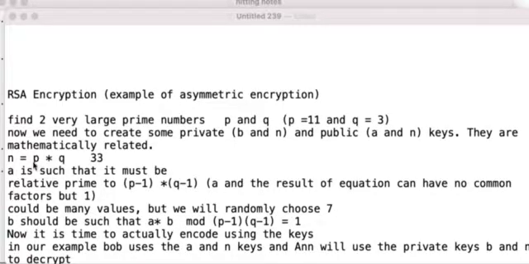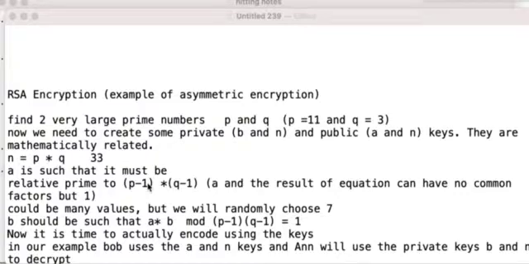Now, A is such that it must be relatively prime to whatever P minus 1 is, 11 minus 1 is 10, times Q minus 1, 3 minus 1 is 2, 10 times 2 is 20. A is such that it must be prime to 20.